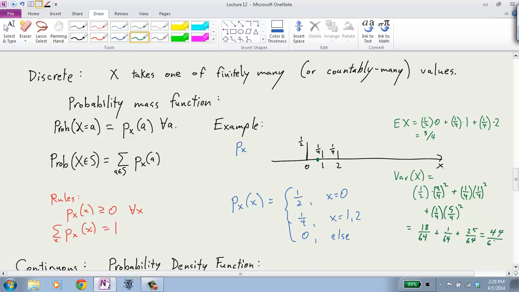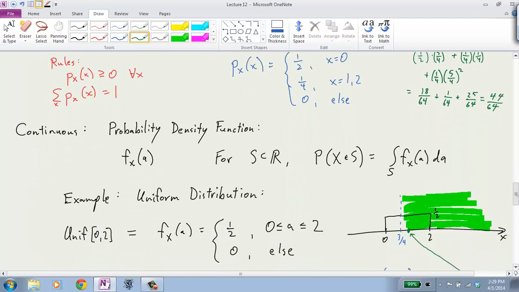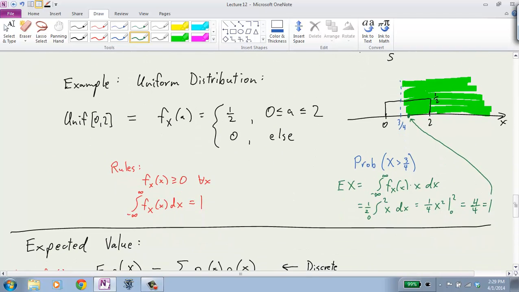44 over 64. Does that look right? Okay. And we could take the square root of that if we want to know the standard deviation. Okay. Now, uniform is one I'm going to calculate because we'll actually tuck it away for future reference.